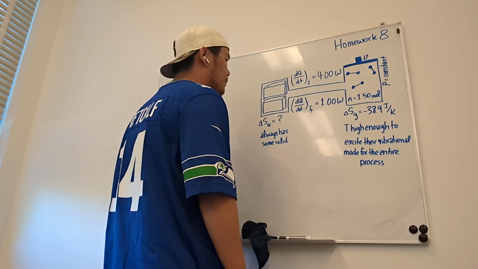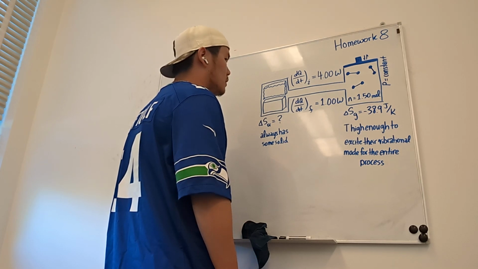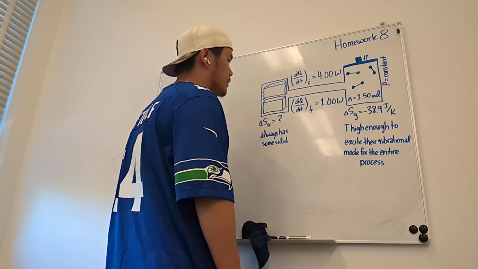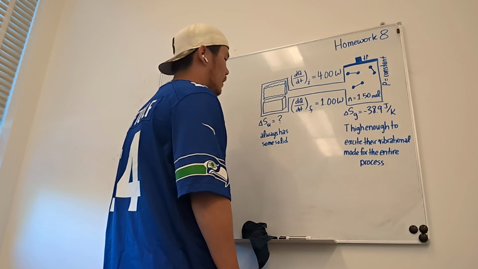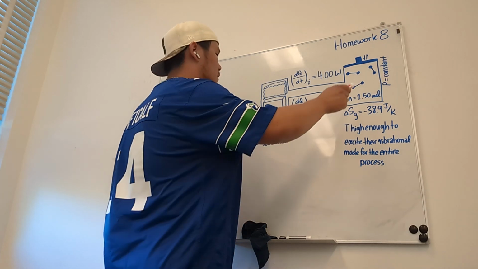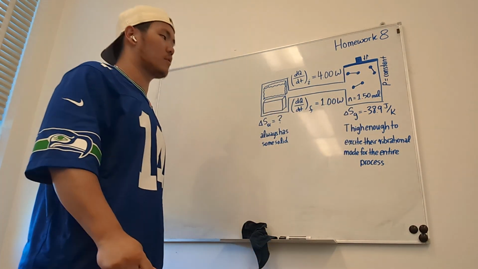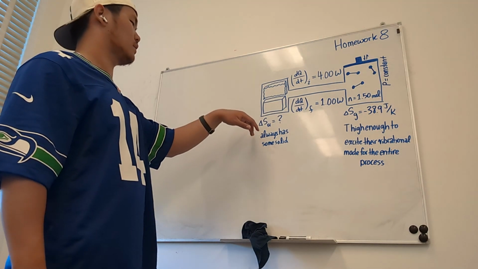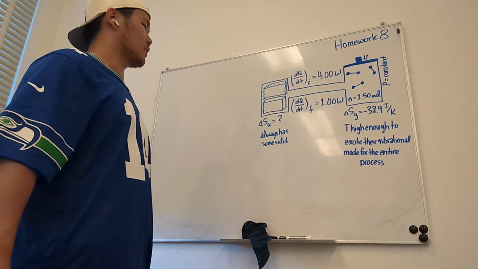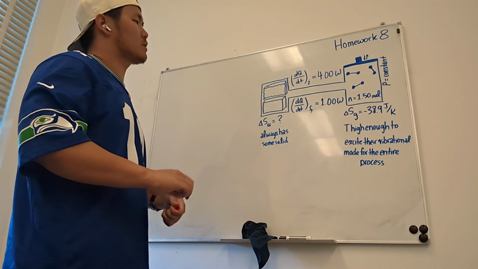We're given that the initial flow of energy is 4 watts. The final is 1 watt. The entropy of this gas box is negative 38.9 joules per Kelvin. And we want to know what the change in entropy is for this unknown box.